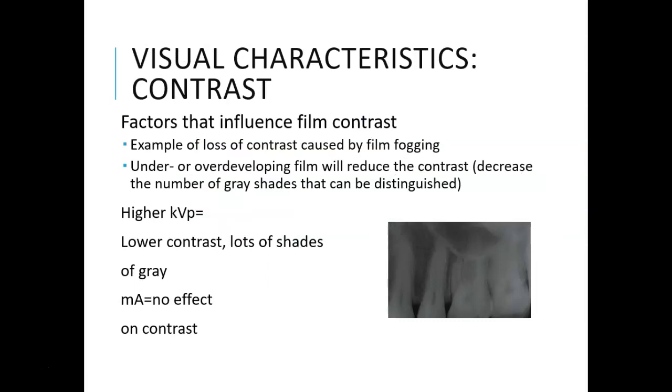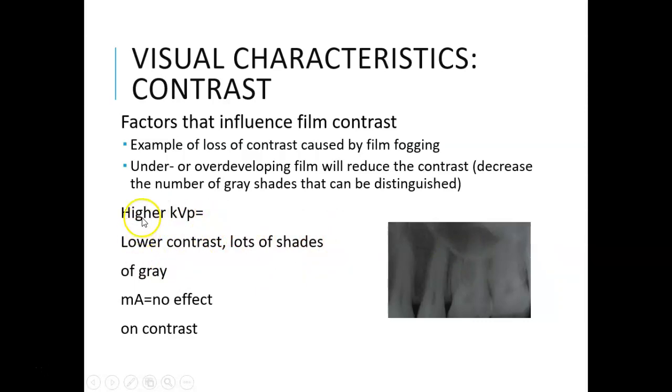Factors that influence film contrast. Example of loss of contrast caused by film fogging. When you have very little detail, a very long scale, the contrast is almost muted. It almost looks foggy. There's just not a lot of difference. You can't pick up the detail because the dark things don't look as dark and the white things don't look as white. A higher kVp is a lower contrast, lots of shades of gray.